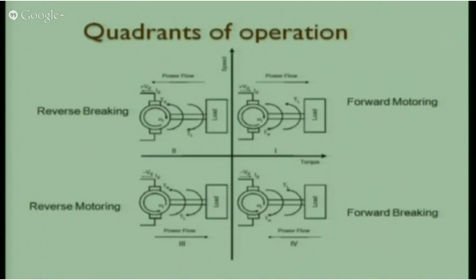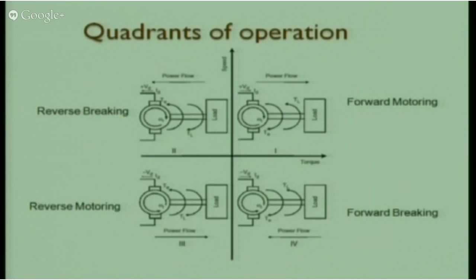So if you look at the first quadrant, which is forward motoring, here TE is in clockwise direction and TL is in anti-clockwise direction. And in the third quadrant, just the reverse is the condition. If you go to the second and fourth quadrants, they are reverse braking and forward braking. You see, this is braking.